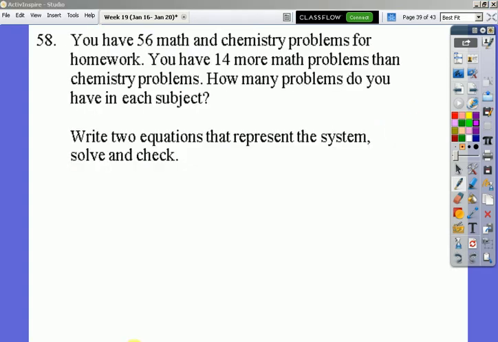This problem says you have 56 math and chemistry problems for homework. You have 14 more math problems than chemistry problems. How many problems do you have in each subject? Write 2 equations that represent the system, solve, and check.